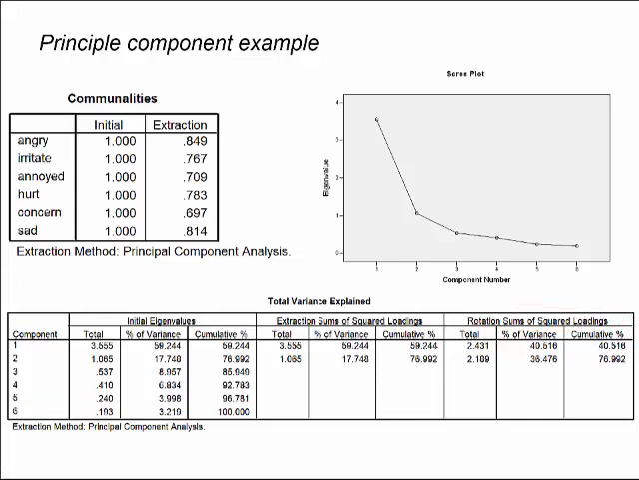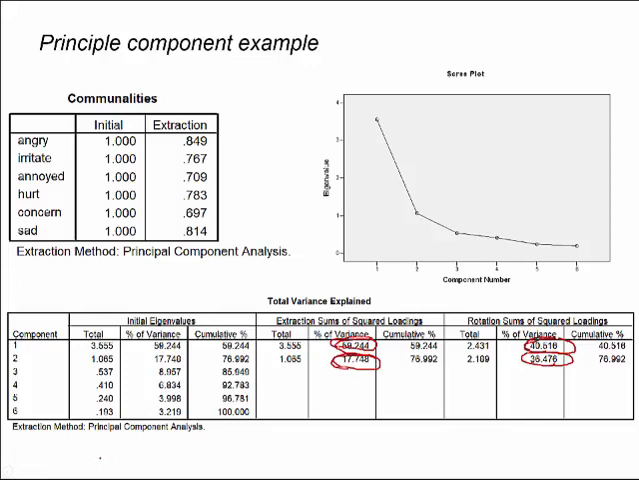Before rotation, the first factor explained quite a bit of variance, 59.24%, and the second factor explained much less, 17.78. Now after rotation, I get a much more even distribution, where the first factor explains about 40% and the second factor explains about 36%. So after rotation, the percent of variance explained by each factor is more evenly distributed, whereas before rotation, the first component explained quite a bit more variance than my second component.